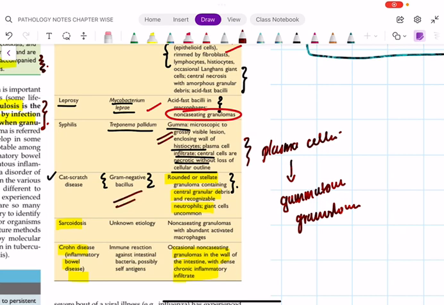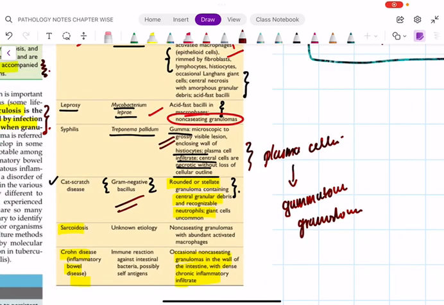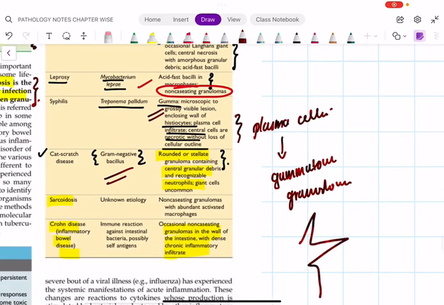Then cat scratch disease. It is caused by a bacterium, and it causes that disease. The shape of this granuloma will be star shaped. That is called a stellate granuloma. And sarcoidosis, again a non-caseating granuloma. Then we have inflammatory bowel disease, Crohn's disease and ulcerative colitis.